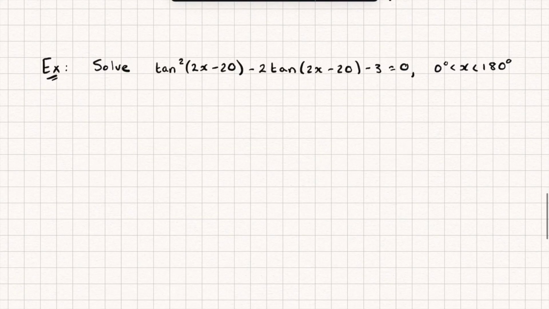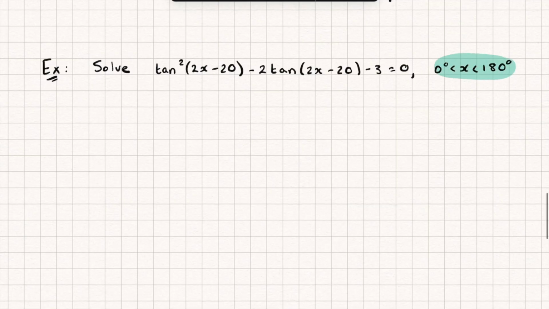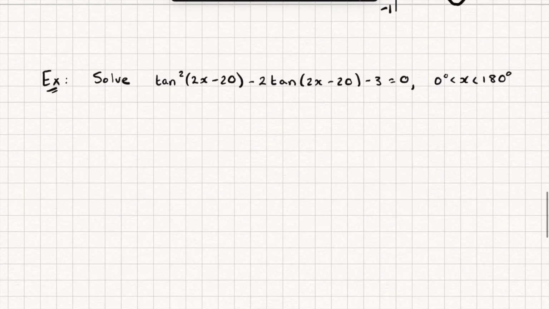The last question we're going to look at is this one here, which looks probably the most confusing, and that's solving tan squared of (2x minus 20) minus 2 lots of tan (2x minus 20) minus 3 equals 0 between 0 and 180 degrees. So the first thing we're going to do is to do this substitution to make this quadratic look a bit nicer. So I'm going to say let u equal tan of (2x minus 20). Let's now rewrite our equation. It's going to turn into u squared minus 2u minus 3 equals 0.